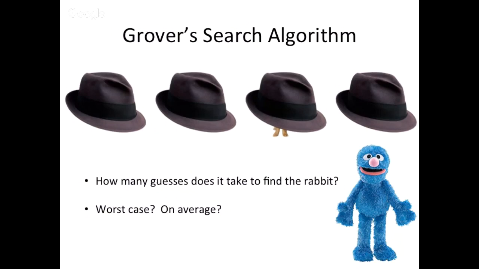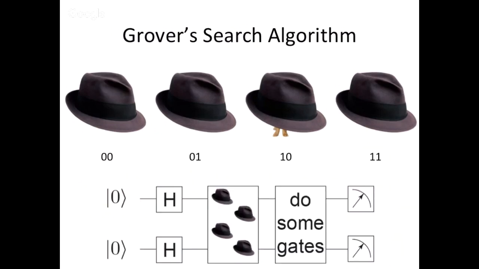Obviously, the best case is that you pick right the first time. But if you take the expectation value, on average it's going to take a bit more than 2 guesses, about 2 1/4. We worked this out last night. But it's going to be about 2 guesses. If you played this game many times, you can expect about 2 guesses to find the rabbit. What we'll see when we play this game with a quantum computer is that it'll only take 1 guess.